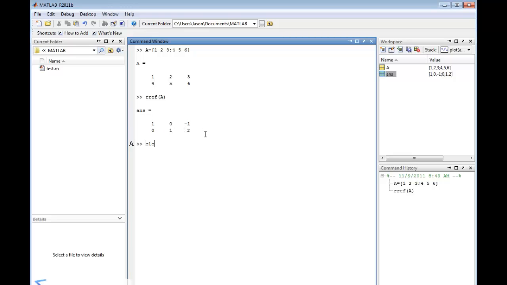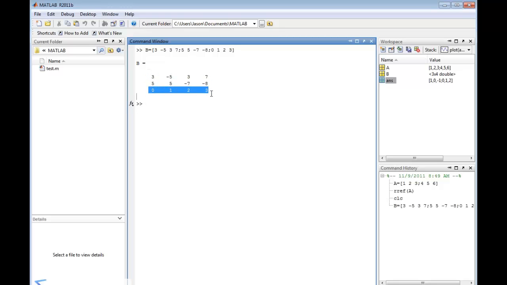Now let me clear the screen, and I'll put another system of equations in here. 3, negative 5, 3, 7, next row. 5, 5, negative 7, negative 8, next row. 0, 1, 2, 3. So here is another matrix. And in this case, it's actually three equations. The first equation is this one, the second equation is this one, the third equation is this one.